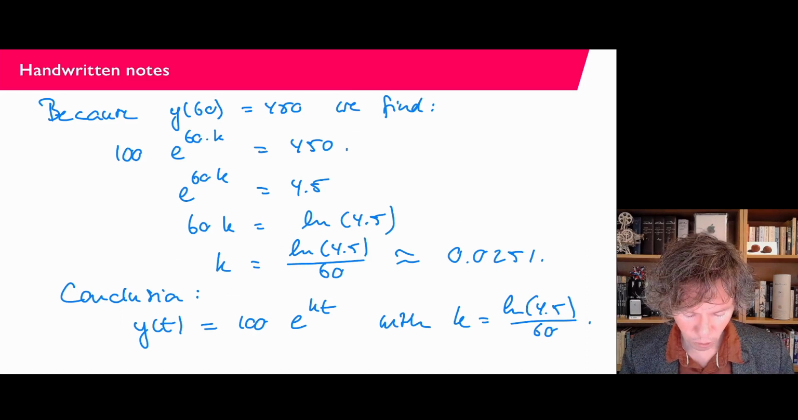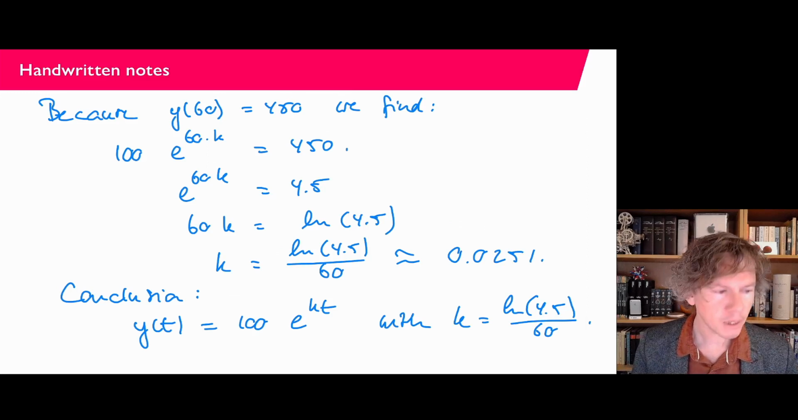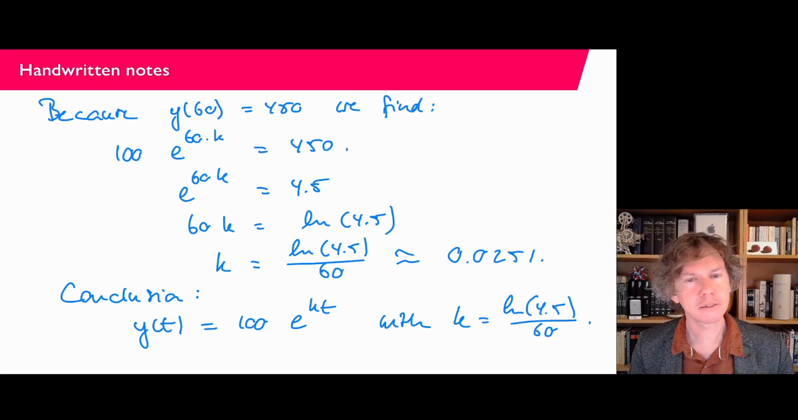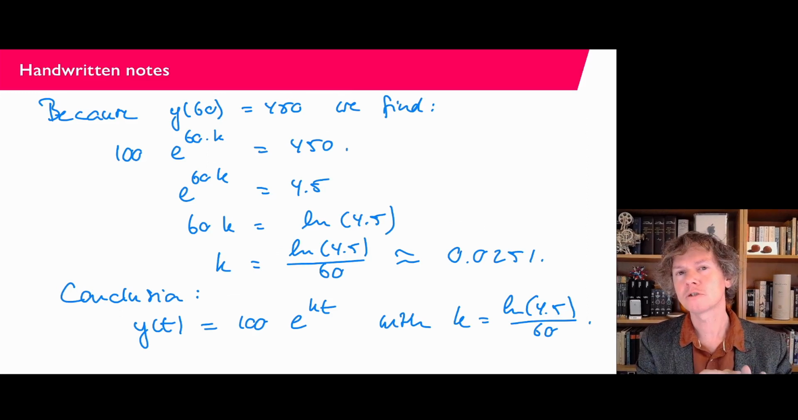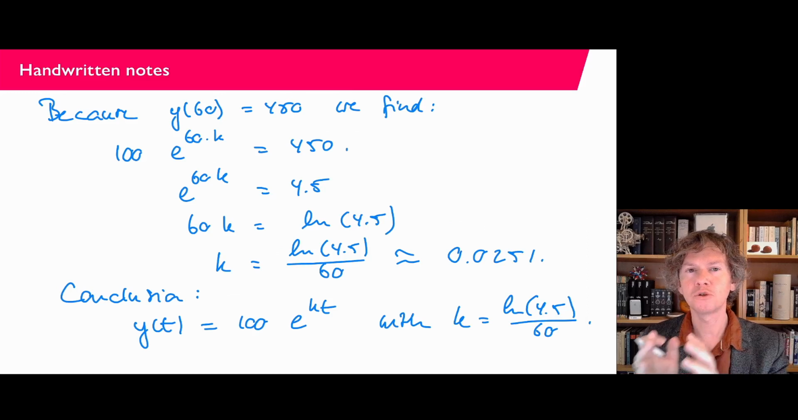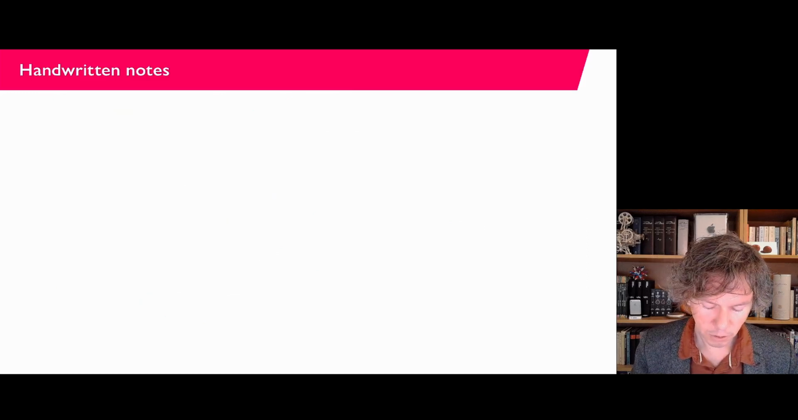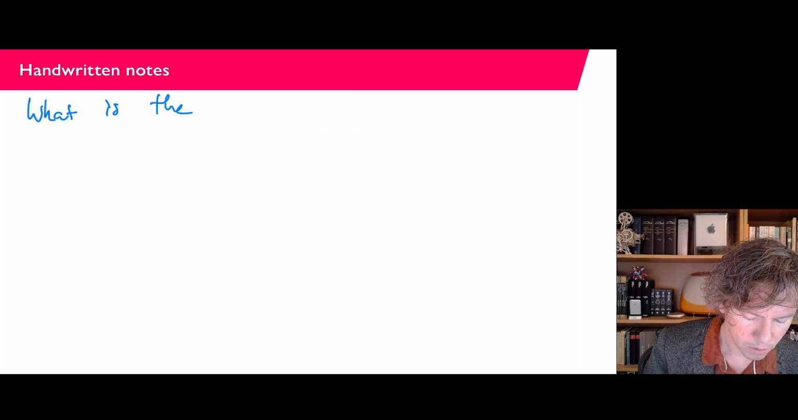Now there is one more interesting thing about this example, and then I move on to the next one. And that is that biologists are interested in the doubling time. So if you have a certain population size, so at time 0 I have 100, how long does it take for this population size to become 200? So let's see. So the doubling time.